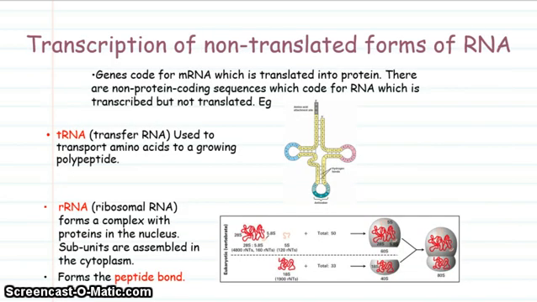If you have a look a bit more at those non-translated forms of RNA that can be transcribed from DNA, of course we've seen already tRNA, transfer RNA, which brings specific amino acids to the growing polypeptide chain during protein synthesis at the ribosomes. And ribosomal RNA, incorporated with protein, provides a very important element in functioning ribosomes, and of course is responsible for forming the peptide bond between amino acids as the polypeptide grows.